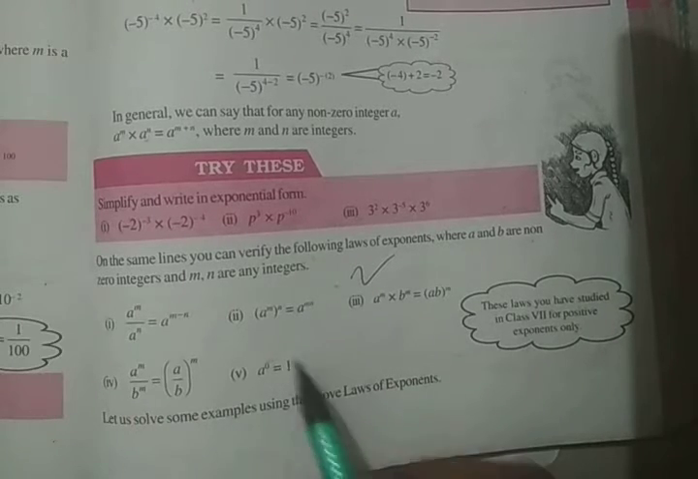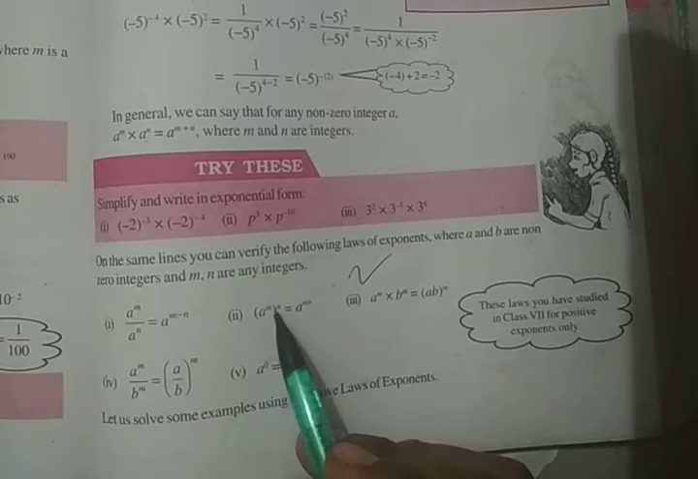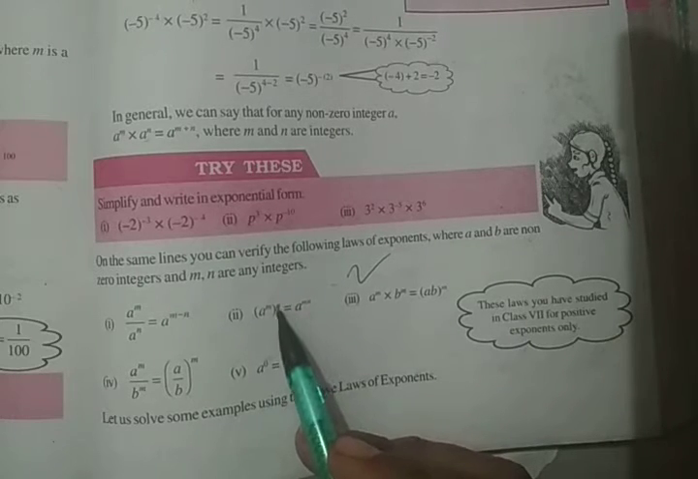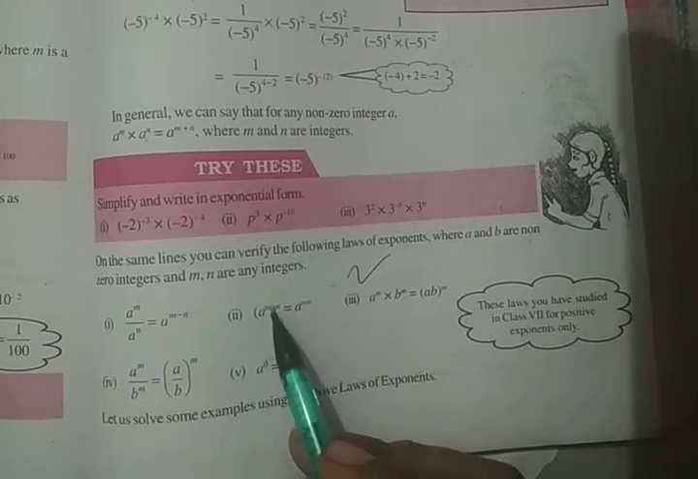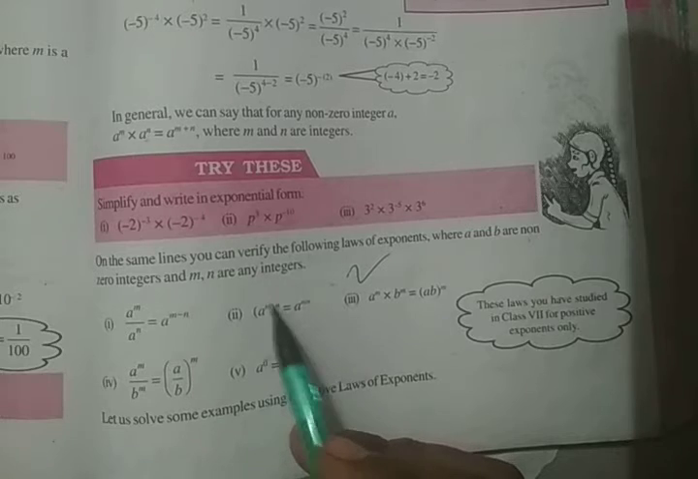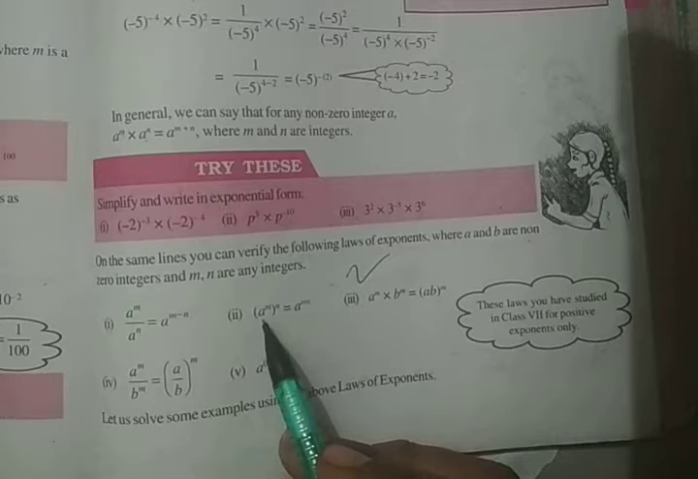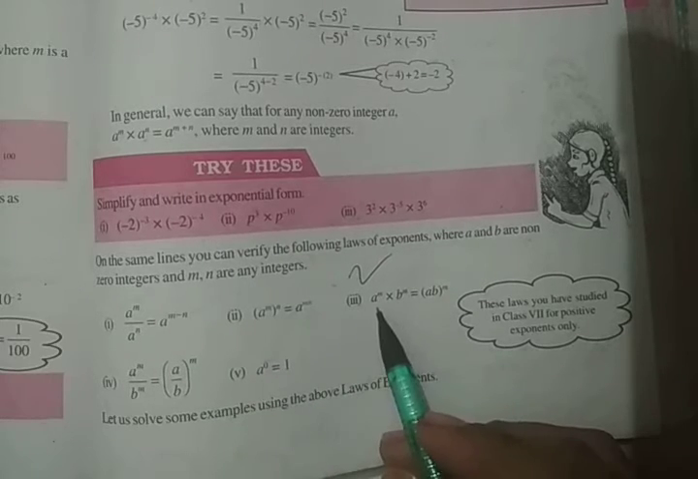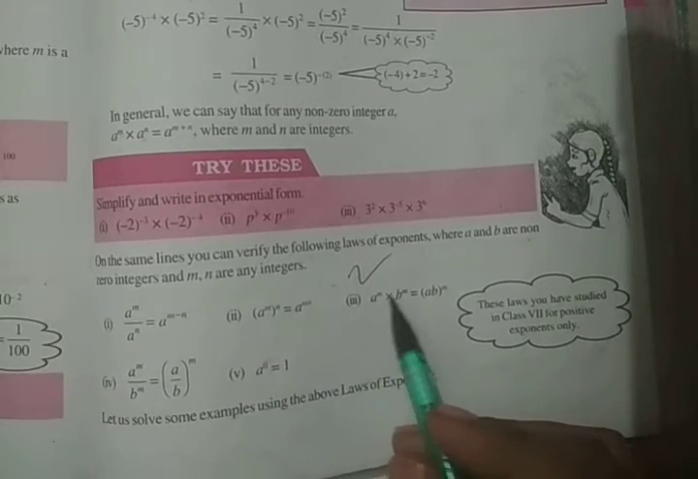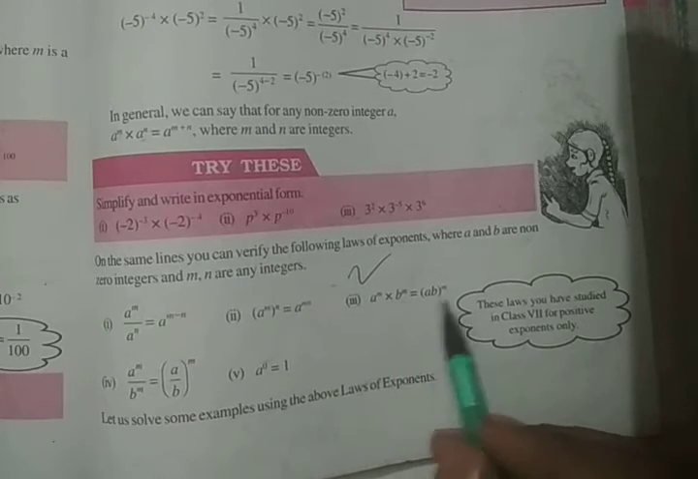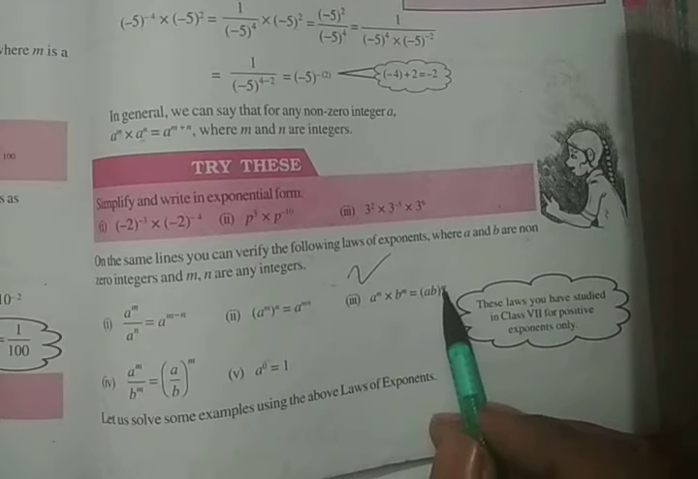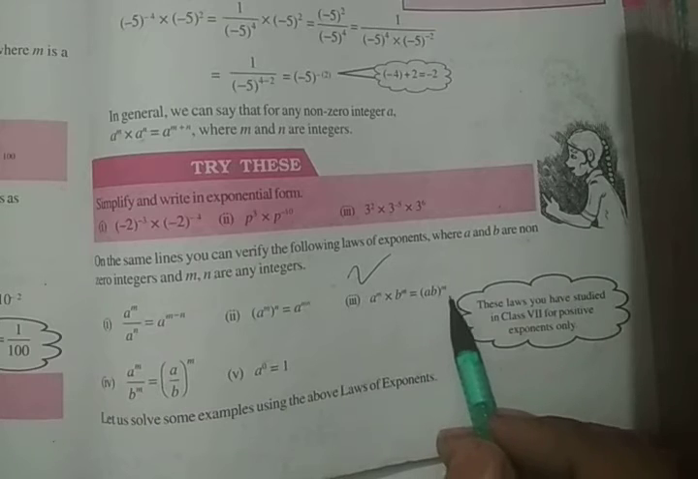The base will remain same. Here if it is a raised to m whole bracket raised to the power of n, that means you have to write a raised to the power of mn. You will multiply this power with this power, which is inside the bracket and outside the bracket. The base will remain same. Here the base is different and the power is same. So what you will do, you will multiply the bases and put a bracket and write the power m, since it is common to both.